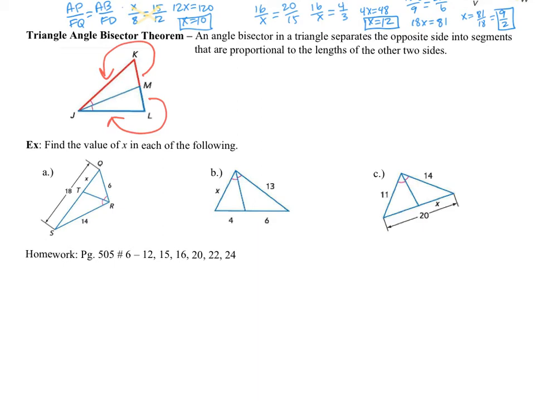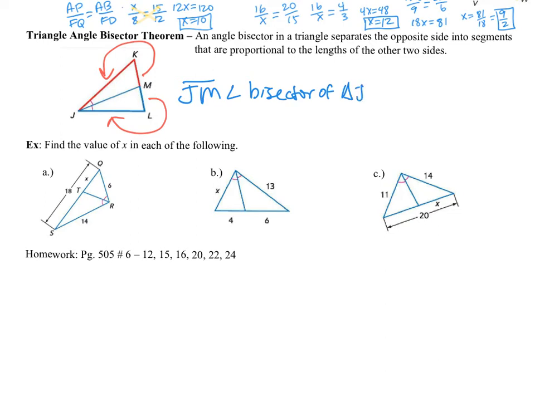The hypothesis tells us we have an angle bisector of a triangle which separates the opposite side into two segments that are proportional. So our hypothesis just tells us that segment JM is an angle bisector of triangle JKL.